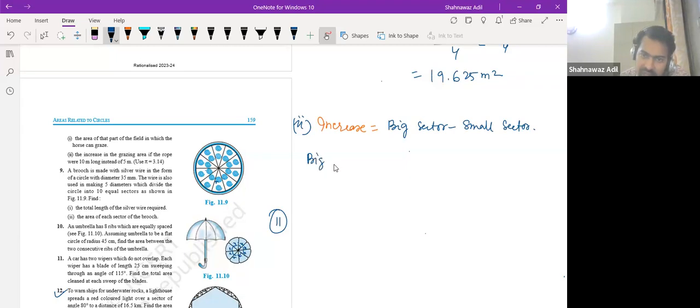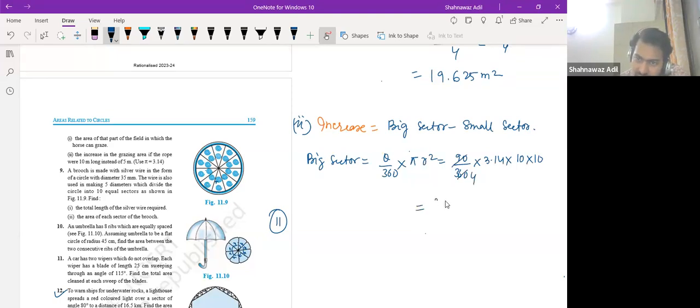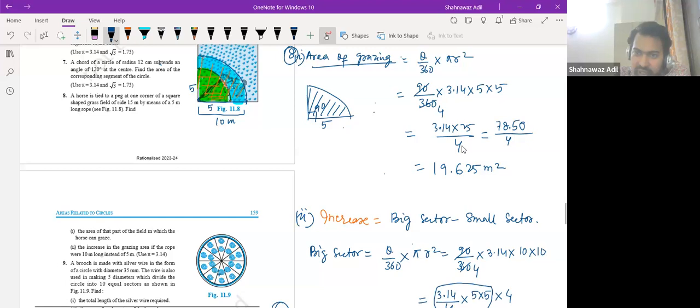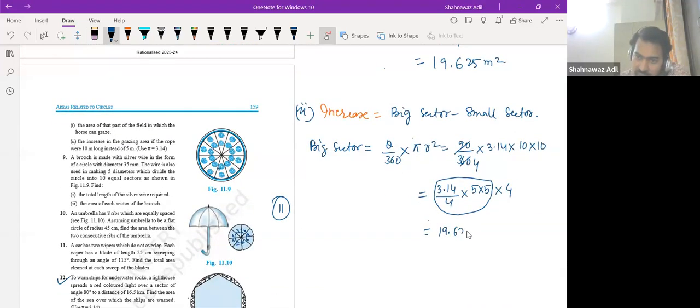So the big sector is theta by 360 into pi r squared, which is 90 by 360 pi and r is 10, so 10 into 10. So I can write this as 3.14 by 4 and 10 into 10 as 5 into 5 into 4. Is that correct? Yes, sir. So I know this value, right, guys? I have calculated this before. 3.14 into 25 by 4, so I can write this as 19.625, and then the small sector I know. The small sector is 19.625.